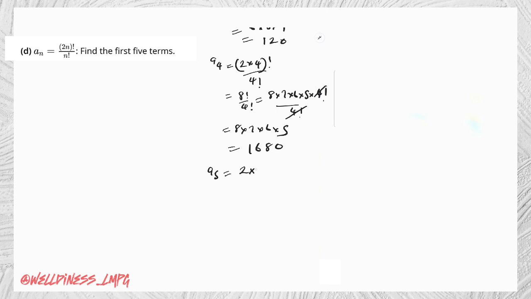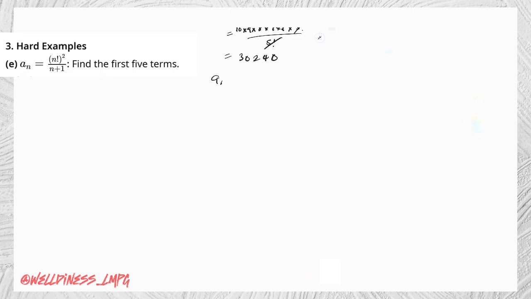Now for A5, all you have to do is substitute 5 everywhere you see n. So that will be 2 times 5 factorial divided by 5 factorial. So 2 times 5 factorial is the same thing as 10 factorial. So we have 10 factorial divided by 5 factorial. So this will be 10 times 9 times 8 times 7 times 6 times 5 factorial, and 5 factorial cancels out 5 factorial. So now you have 10 times 9 times 8 times 7 times 6, which will give you 30,240.